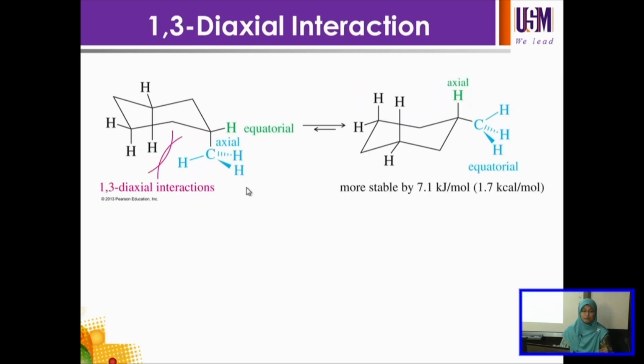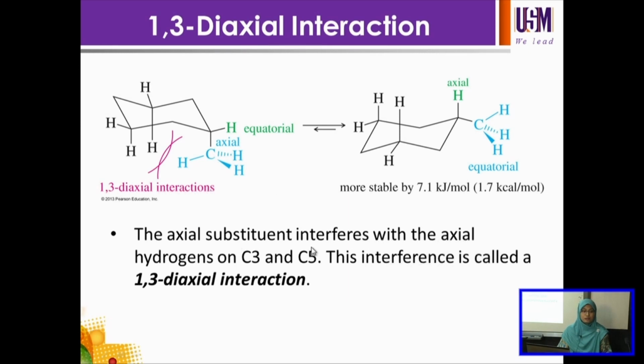This interaction with carbon number 3 and carbon number 5 is called 1,3-diaxial interaction. The axial substituent interferes with the axial hydrogens on carbon number 3 and carbon number 5. This interference is called 1,3-diaxial interaction. For example here, this is the methyl group, and there is an interaction with carbon number 3 and carbon number 5. So this is called 1,3-diaxial interaction, and it is least stable.